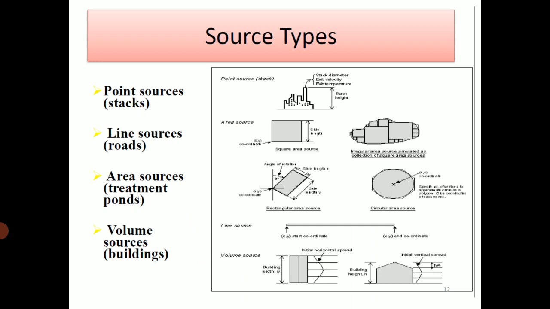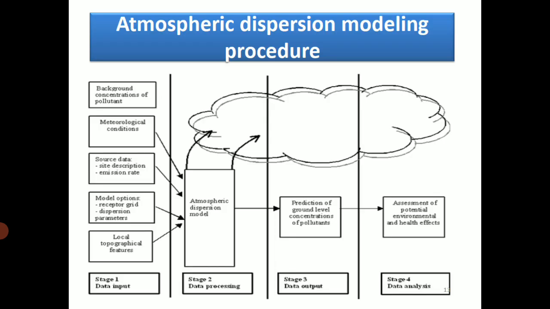So equations are developed depending upon the type of the source. The equation that is developed for a point source cannot be applied for a line source. And this is a basic procedure in atmospheric dispersion modeling. That is, some set of data inputs are there, and we provide those data into the atmospheric dispersion model, where the data will be processed, and in the third stage the output, that is the prediction of atmospheric pollutant concentration, is obtained.